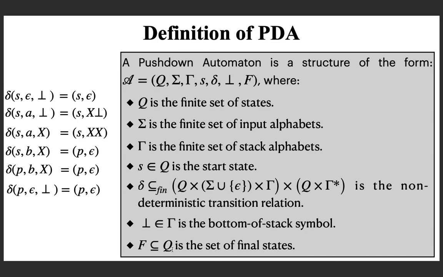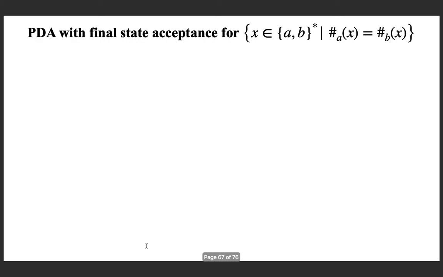Acceptance by emptying the stack. In that case, you don't need this component. And the other acceptance criteria is acceptance by entering a finite state. In that case, you need this. So this is the definition. And with this, we can move forward and see one more example.